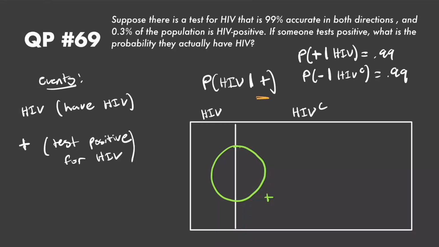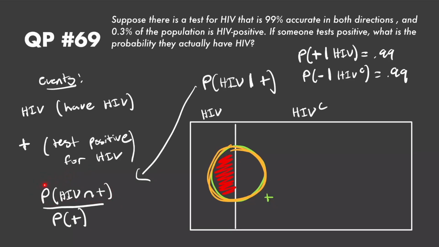What the question's asking us is, given that we're within this bubble here, what is the probability of HIV? So it's asking us to take this red portion and divide it by the orange portion. Obviously, we've done this before. And all that means in more formal terms is we're taking the probability of HIV intersection positive, the red part here, divided by the probability of positive, which is just the entirety of the orange circle.